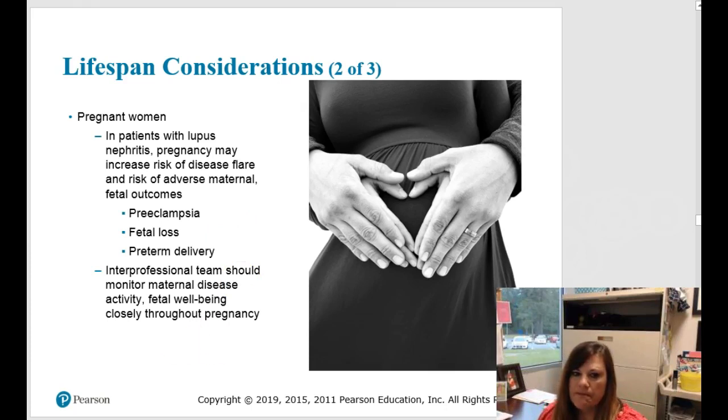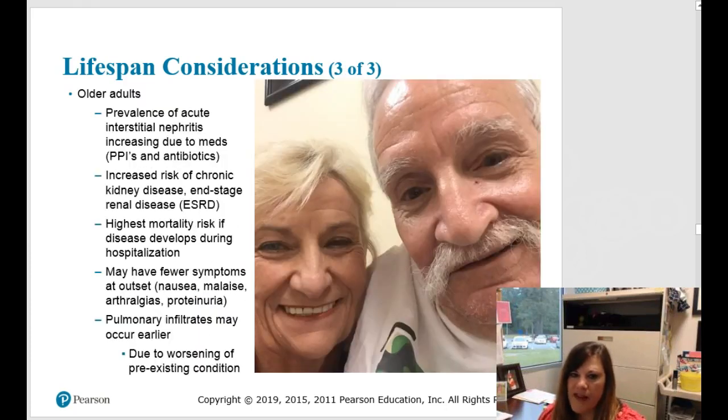Older adults. And this is a picture of my mom and my stepfather, Richie.